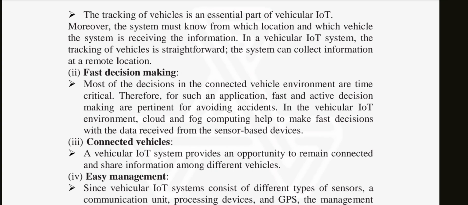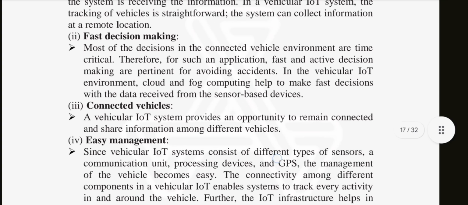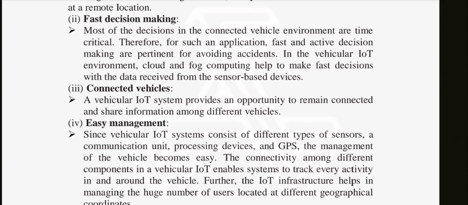Fast decision making. Most of the decisions in the connected vehicle environment are time critical. Therefore, for such an application, fast and active decision making is pertinent for avoiding accidents. In the vehicular IoT environment, cloud and fog computing help to make fast decisions with the data received from the sensor based devices.